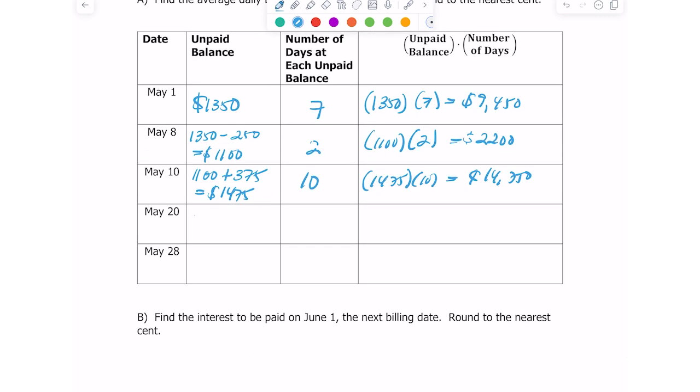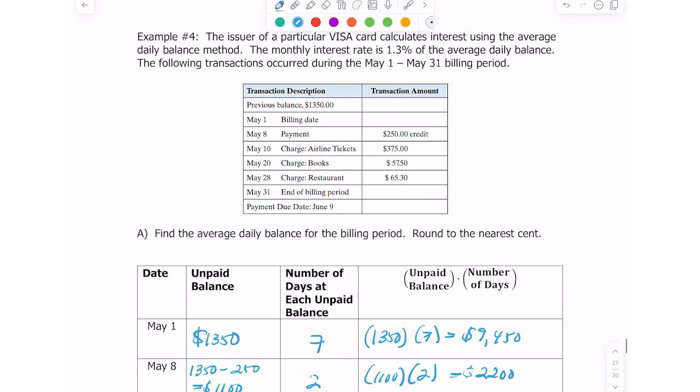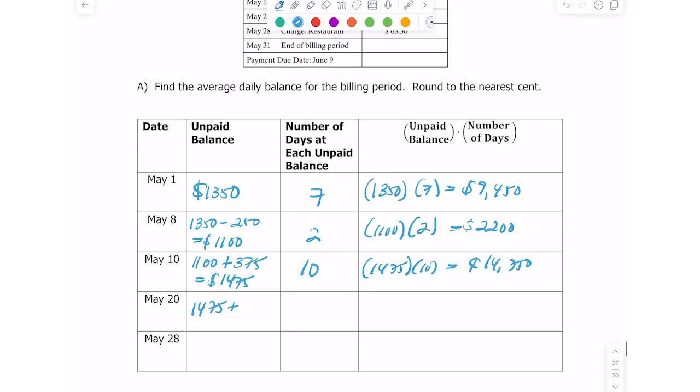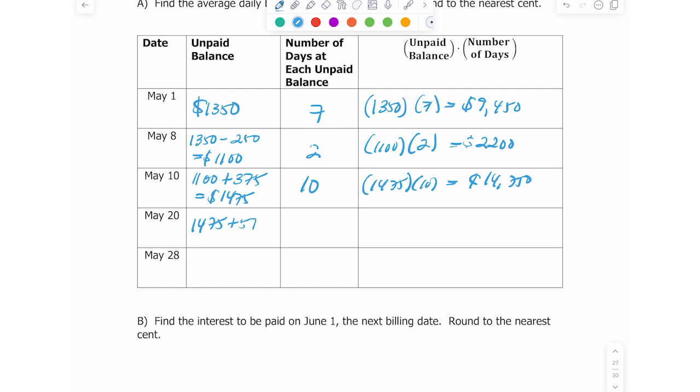Okay, my new unpaid balance is $1,475, but we just paid for books, which are $57.50. So I'm going to add $57.50, and now my new unpaid balance is $1,532.50. From May 20th to May 28th, it's 8 days. So I'm going to take $1,532.50 and multiply that by 8, and now we end up with $12,260.